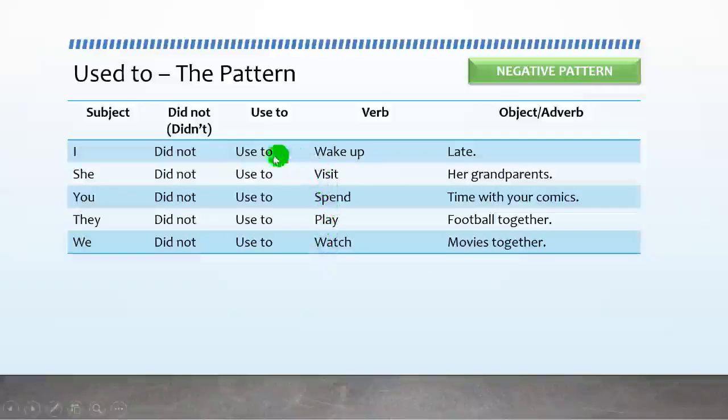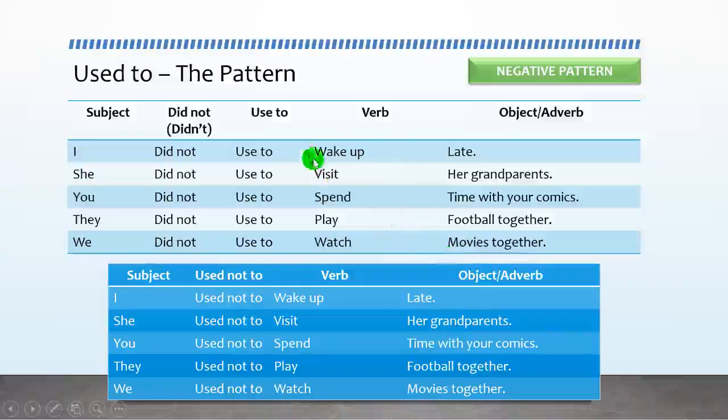For the negative pattern, here you just need to add "did not" because these activities happened in the past, so of course we follow the rule of past simple, which means we have to use "did not" or "didn't." With "used to" over here you do not use the d anymore, so just "used to," and then still followed by verb 1.